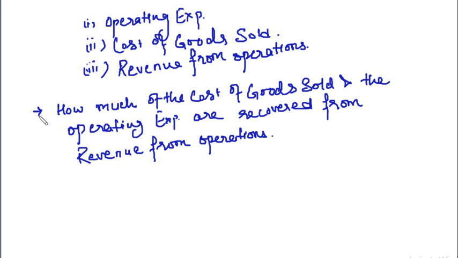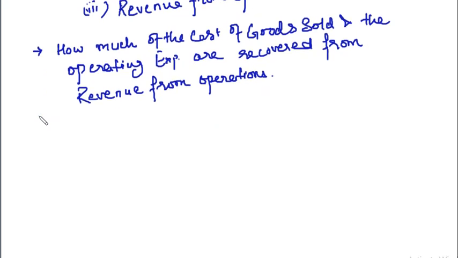What is the main aim of profitability ratios? That whether we are earning profits or not. So from the revenue, you have to recover the cost of the goods sold, plus you have to recover the operating expenses. Then you have to see whether you have something in your hand or not. Clear?